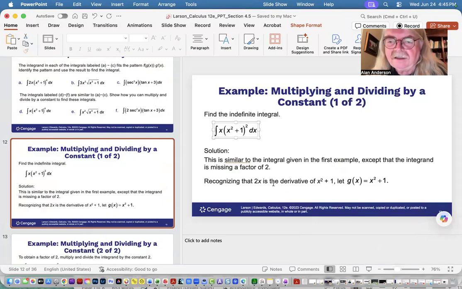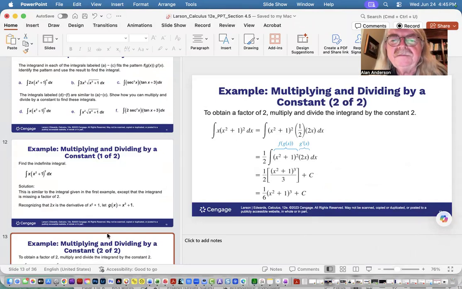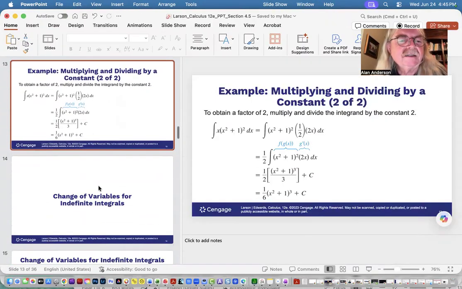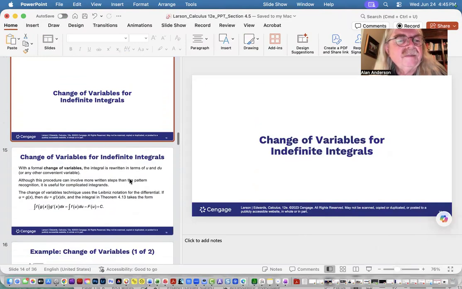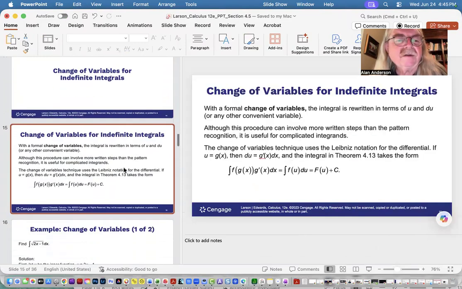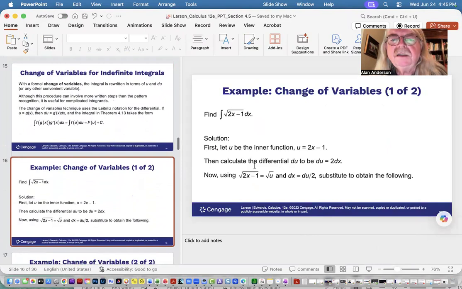So after you do like 100 of them, it'll start to become second nature. Okay. Now, change of variables for indefinite integrals. So that's basically what they're building up to here. All right, so let's look at this one.